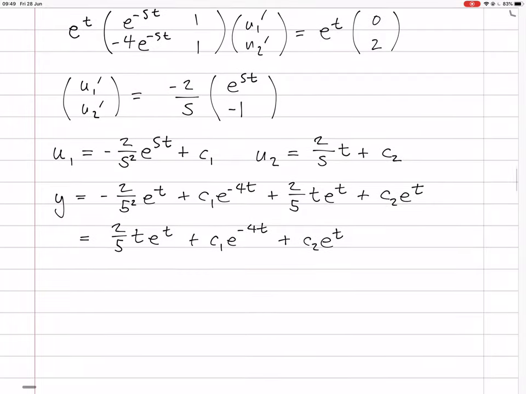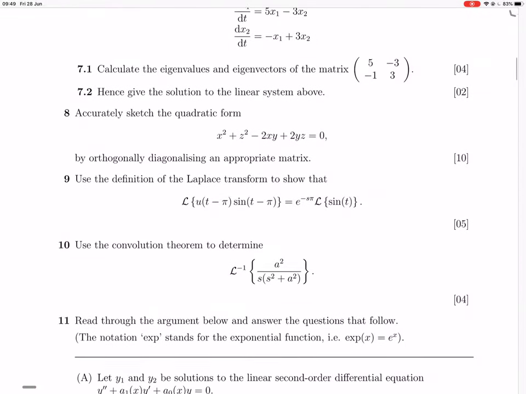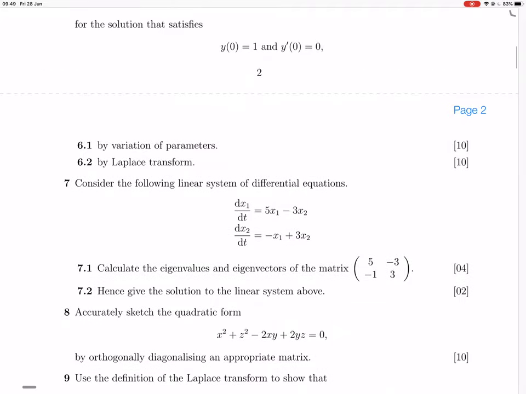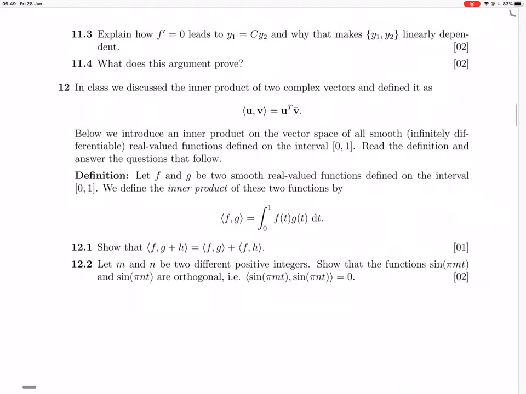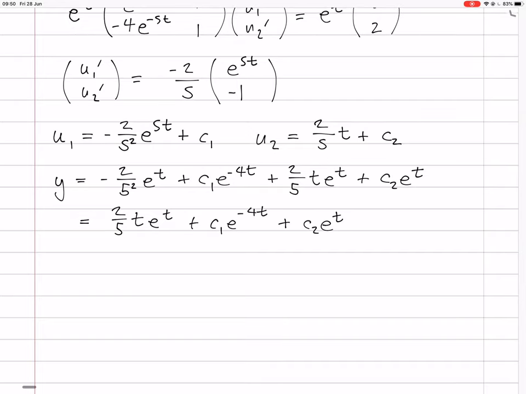Oh, no. We need to check initial conditions, of course. The initial conditions will get rid of the constants for us. The initial conditions were y(0) equals 1 and y'(0) equals 0. So we could try and put it like this. 1 equals y(0). And y(0) is what? That first term goes away, and you just get c1 plus c2.